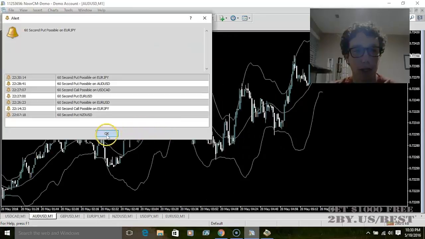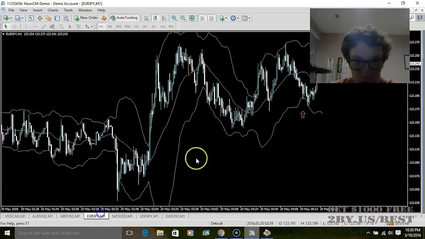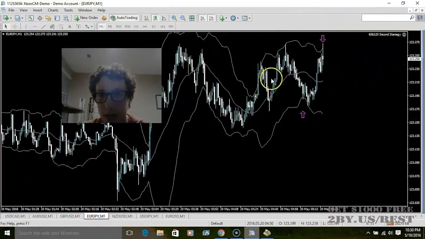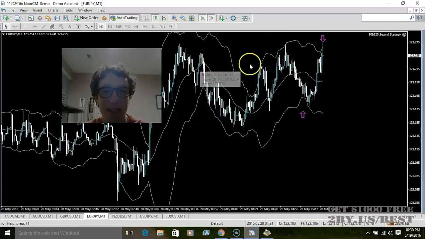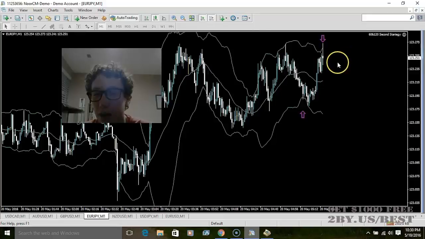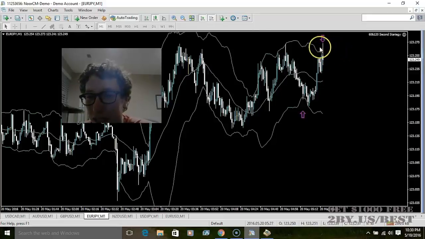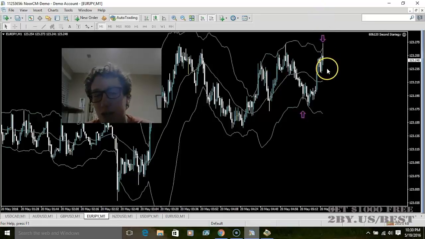Okay, so it appears we actually now have a possible Euro JPY trade. I'm going to check that out. I like this one a lot. It has a lot of, well, no trend. It's actually very flat sideways movement. Unfortunately, once again, it does appear we're not going to be able to take this trade. It simply went up and down too quickly.